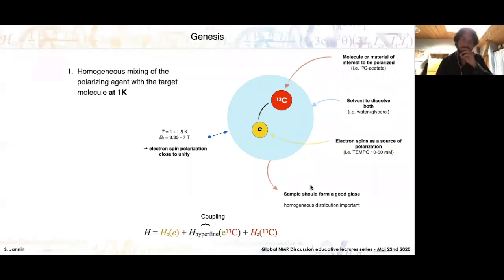And so now when you bring this sample to low temperature, usually DNP is done at around 1 Kelvin to 1.5 Kelvin, and in a moderate field, between typically 3 to 7 Tesla, you can achieve an electron spin polarization which is really close to 100%.